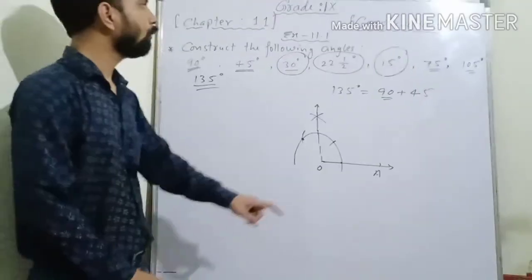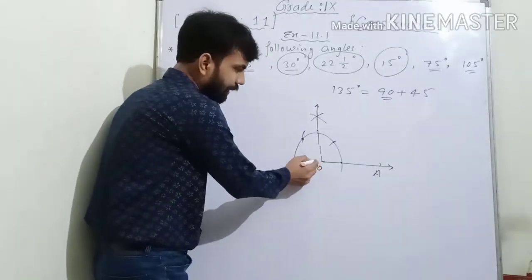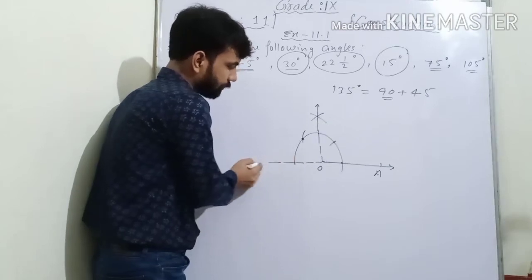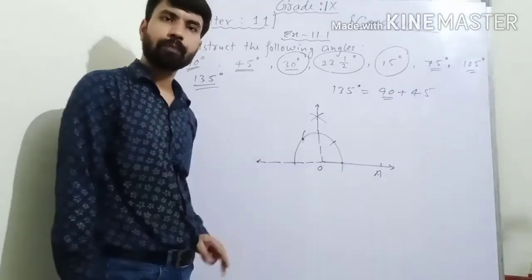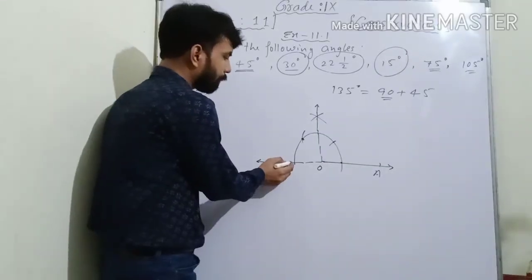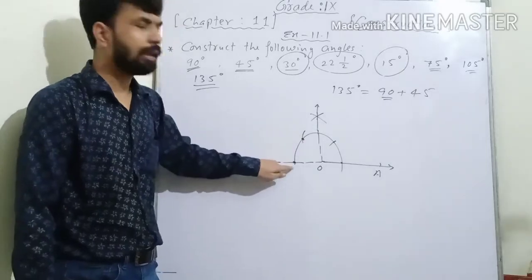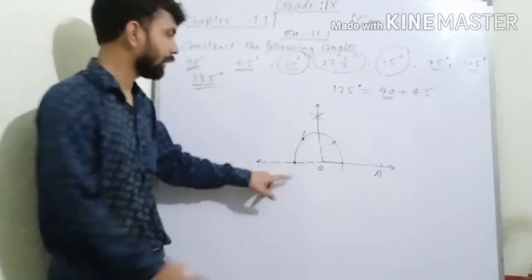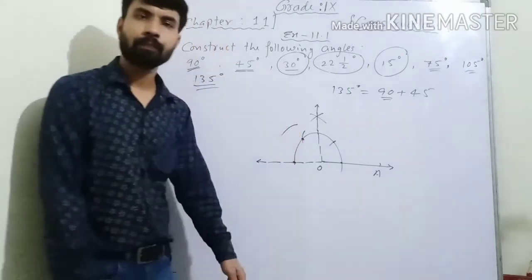Clear? Now we want 45 degree. So what we will do? We will extend this baseline like this. Clear? Now without changing the distance in your compass, put your compass here where the extended line and the semicircle intersect. Keep your compass here. Construct an arc like this.